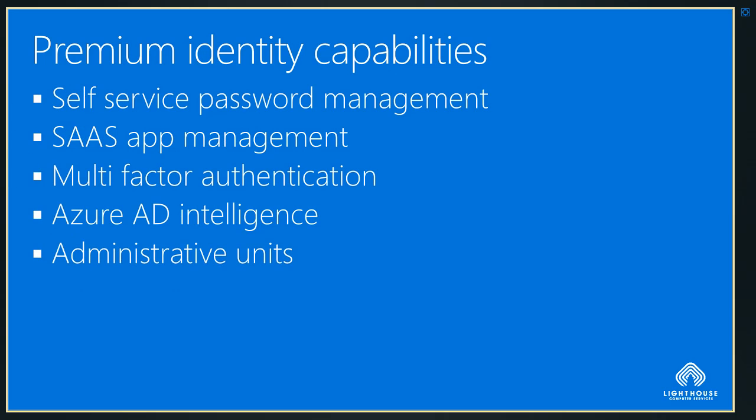The big one is really self-service password management and delegated administration. The second one is app management, and app management is really huge. We talk about software SaaS applications, which are already pre-integrated with Azure AD Premium, such as Box or Skype or Twitter. There are about 2,800 apps right now integrated into Azure AD. And not only that, you can also enable your own applications to be managed through Azure AD Premium.